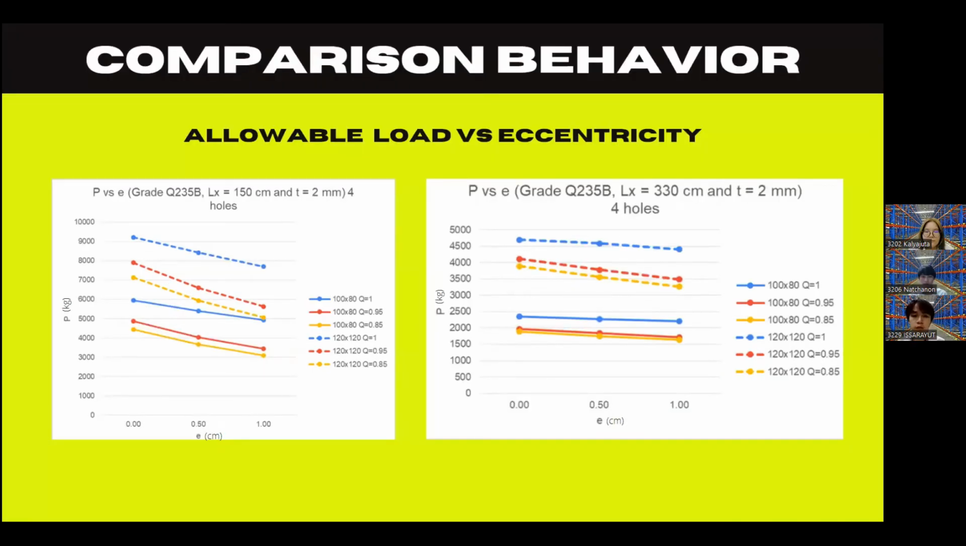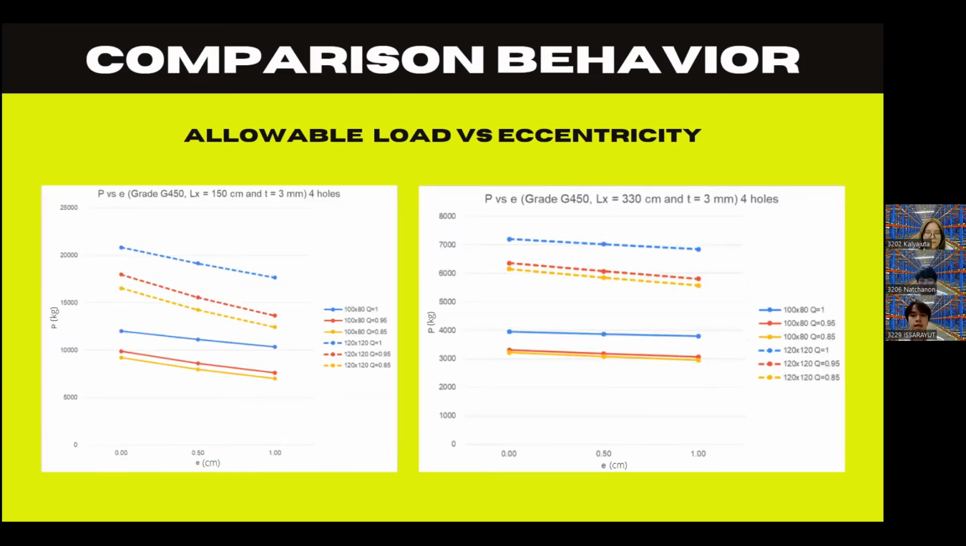The relationship between allowable load and eccentricity with steel grade Q235B, heights 150 and 330 cm, and thickness 2 mm. Overall, height 150 experiences a downward trend, while height 330 cm undergoes a stable trend. At height 150, eccentricity has a high influence on load capacity, which drops significantly. On the other hand, at height 330 cm, changing eccentricity has a small effect on load capacity, causing a stable trend, as you can see in the left figure. We also notice that the effect of height in decreasing load capacity is more impactful than the effect from eccentricity.